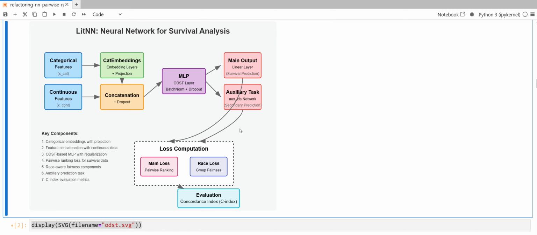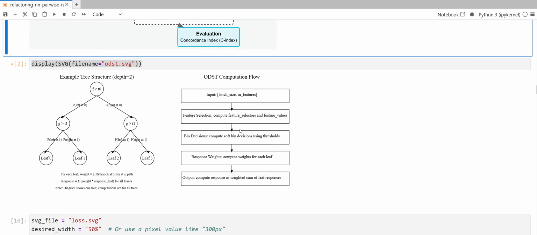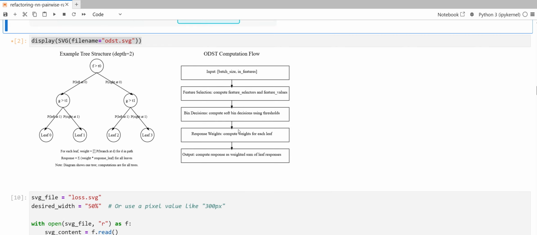Okay, let's zoom in on that ODST layer we just talked about. I made another diagram to show how this part works internally. On the left, we've got an example of an oblivious decision tree. The key thing here is oblivious. It means that all the nodes at the same depth use the same feature and the same threshold to split the data. That's different from a regular decision tree, where each node can pick its own feature and threshold.